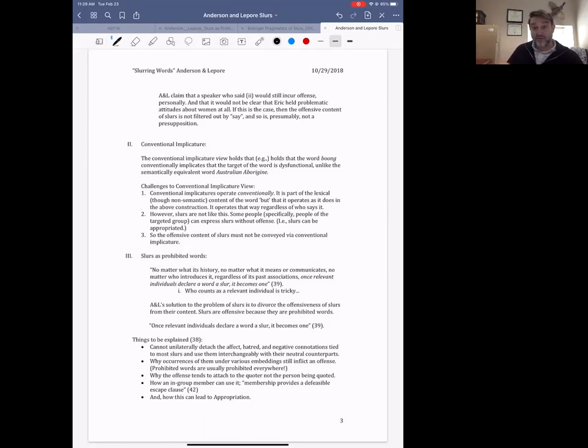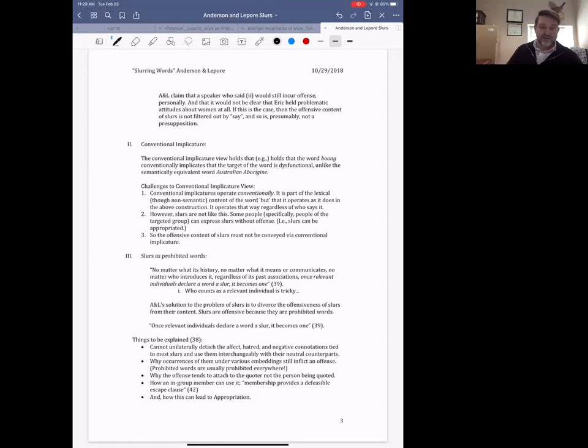But Anderson and Lepore argue that slurs don't function this way. There are certain groups that can use slurs without expressing any offensive ideas, without offending anyone. Particularly in-group members are able to use these words non-offensively, Anderson and Lepore think. So that suggests maybe that the slurring content is not expressed by a conventional implicature either.